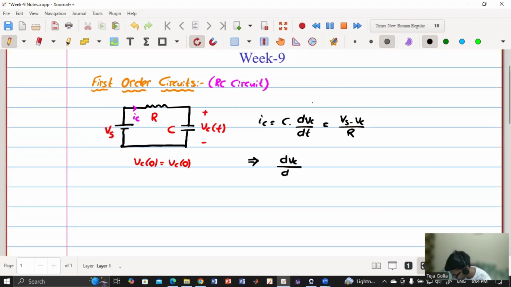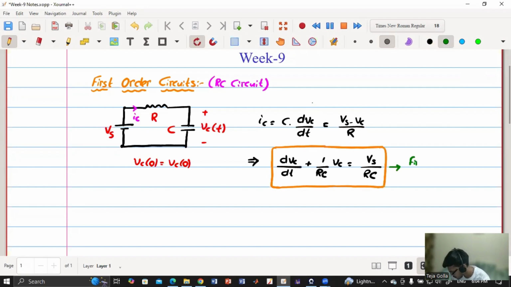dVC by dt plus 1 by RC into VC equals VS by RC. I am skipping steps because it is just some mathematical manipulation and I hope you will be able to do it. So I have directly written the expression. This is the first order expression that we are getting. This is called a first order differential equation for the RC circuit.